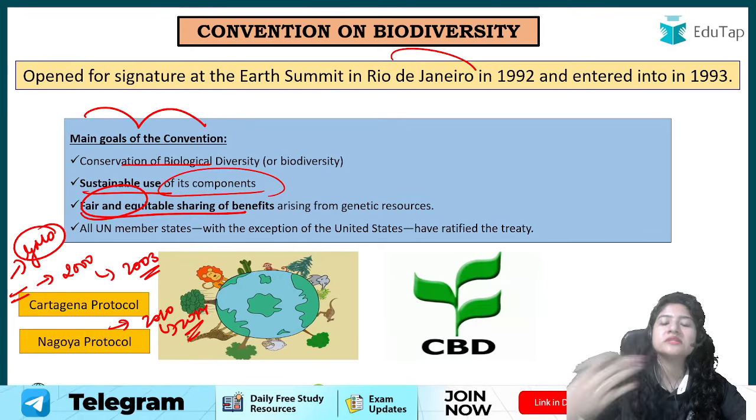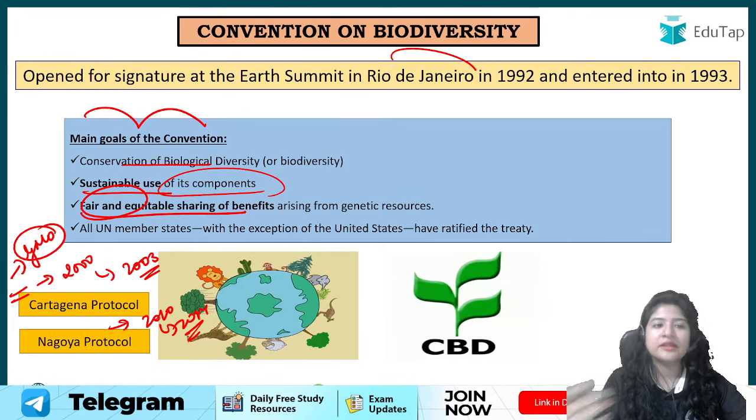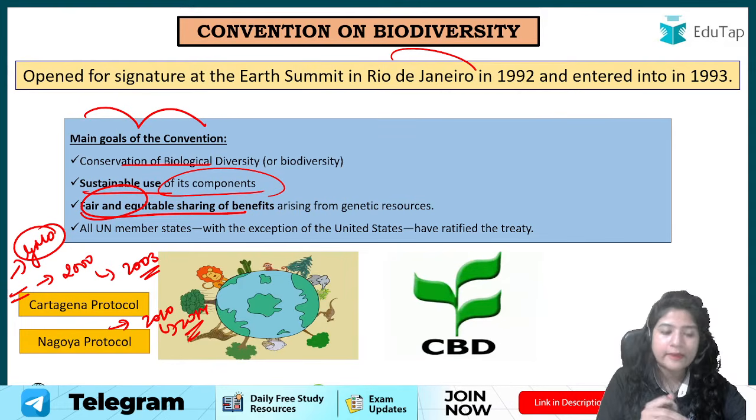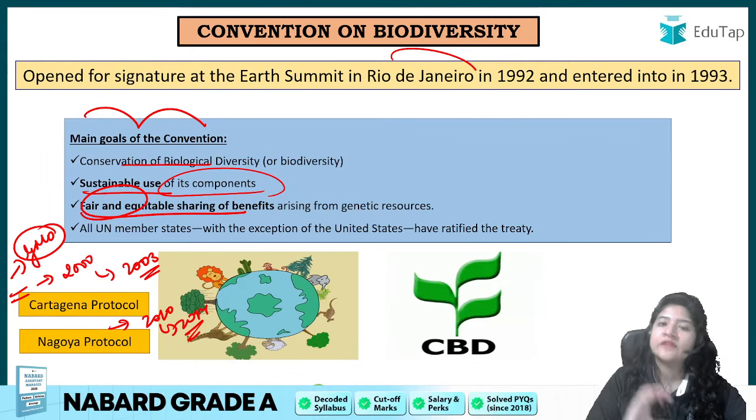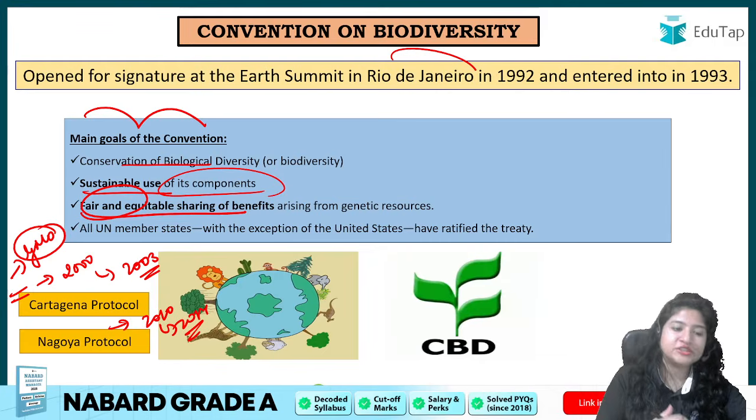So genetically modified organisms, to get them transferred from one country to another, there are some protocols that were made, and those were under the Cartagena Protocol. Means some security measures will be taken while transferring one GMO to another, or things like that. All that comes under the Cartagena Protocol.